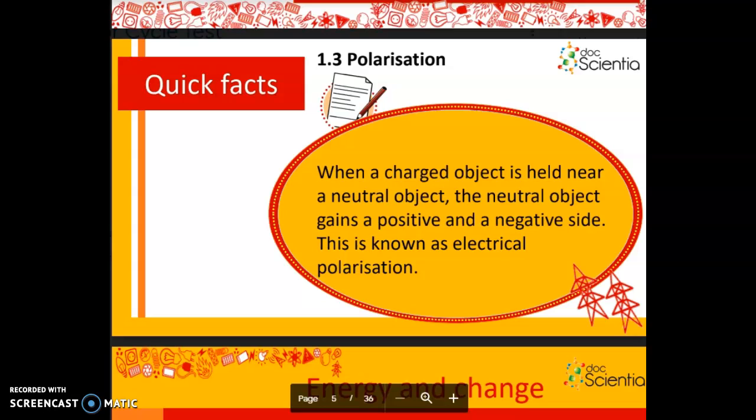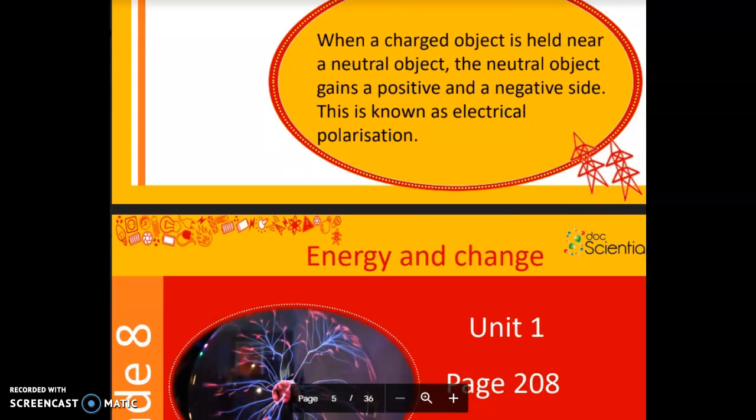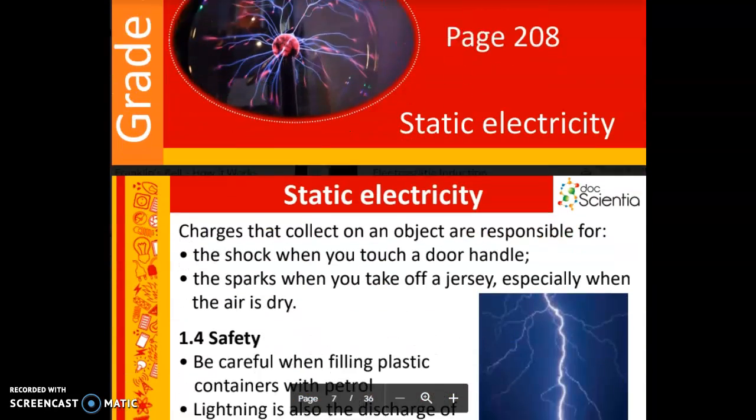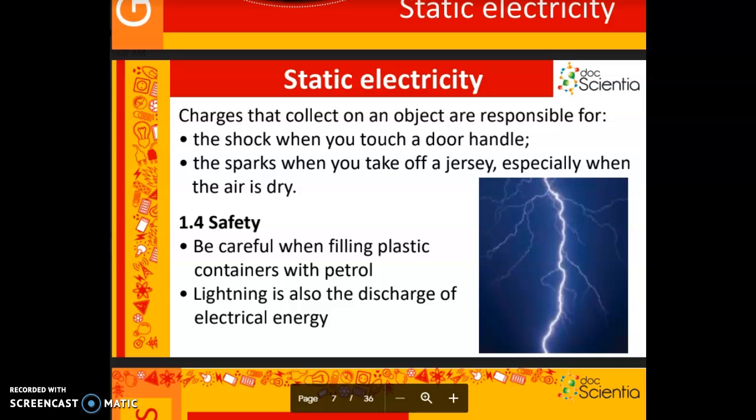Polarization: when a charged object is held near a neutral object, the neutral object gains a positive and a negative side. This is known as electrical polarization. Static electricity is charges that collect on an object, and they are responsible for the shock when you touch a door handle, or the sparks when you take off a jersey, especially when the air is dry.